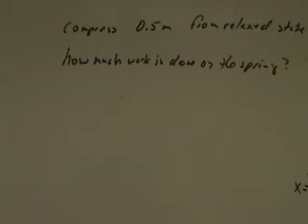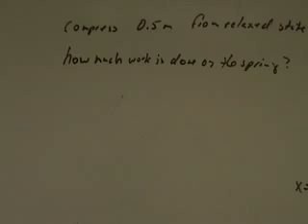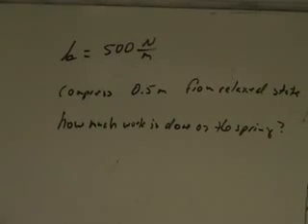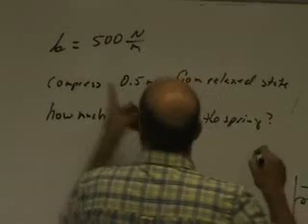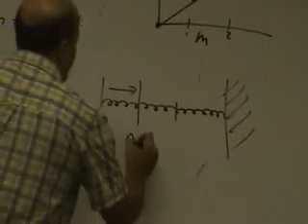I can answer this question a couple of ways. I can say how much work is done on the spring, or I can say how much energy am I putting into the spring. It's saying the same thing, just a different way of saying it. So to draw a picture of this, I'll just borrow this picture here. We've got our K, and we're going from 0 to 0.5 meters.